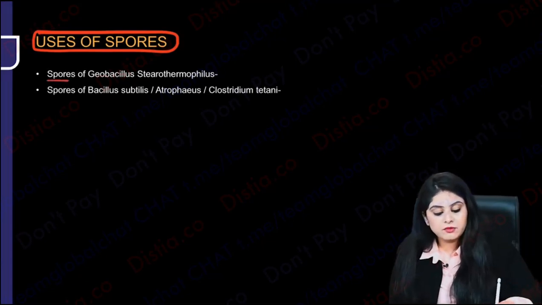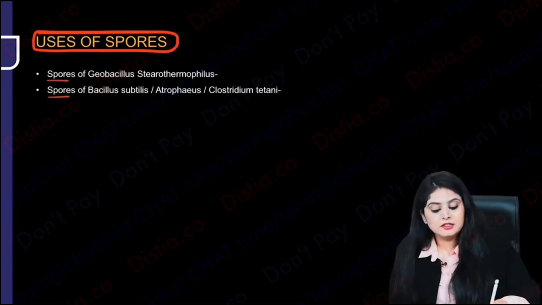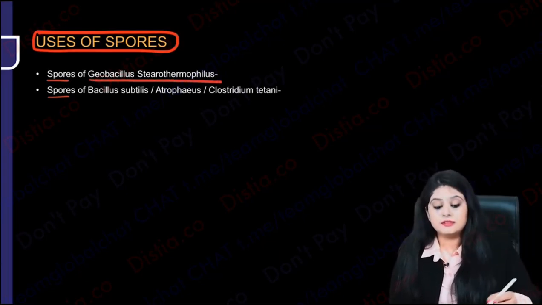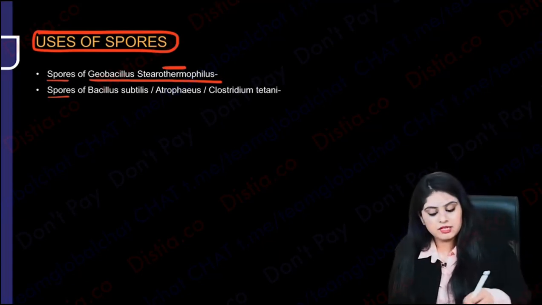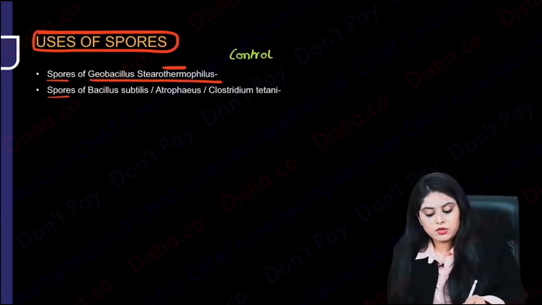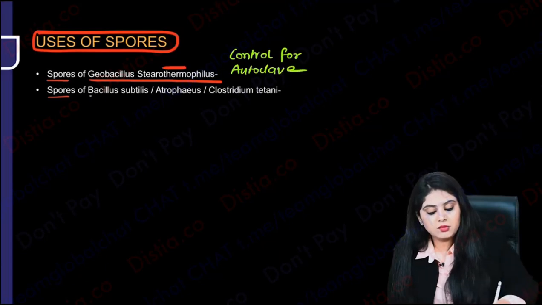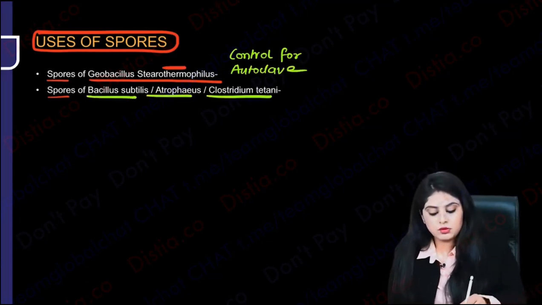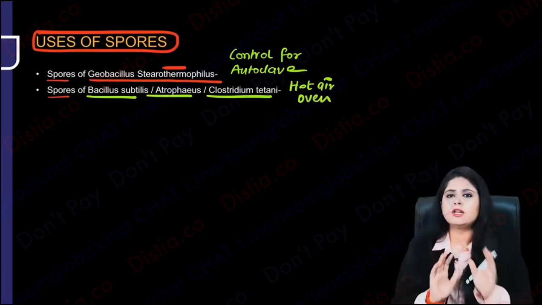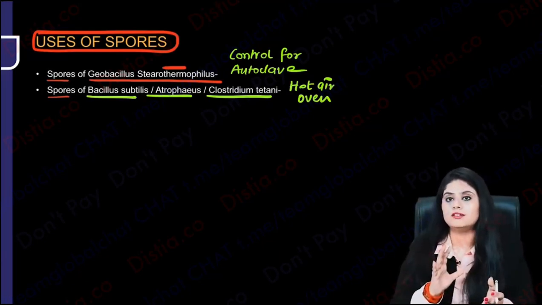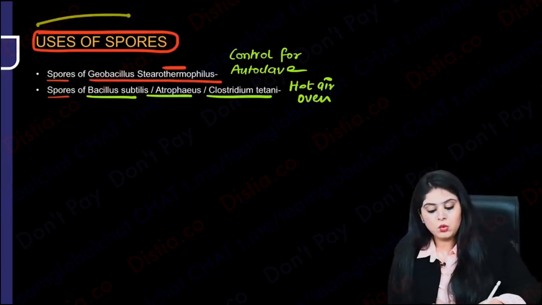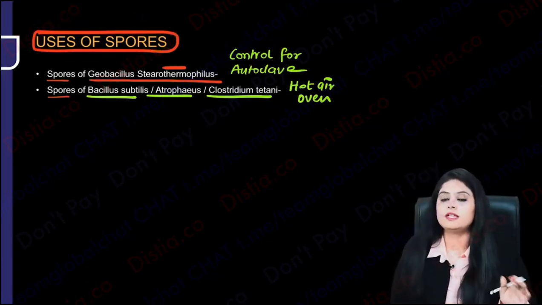So I will use them for the controls. Like the spores of Geobacillus stearothermophilus, which can survive very high temperatures, I will use them as a control for the autoclave to see if my autoclave in the department is working well. Similarly, spores of Bacillus subtilis, Atrophaeus or Clostridium tetani I will be using as a control in a hot air oven. Even if you're not getting this concept right now, never mind, the next chapter is going to be sterilization and disinfection, you'll understand. The only thing is that yes, spores are used as a control for a lot of sterilization and disinfection techniques.